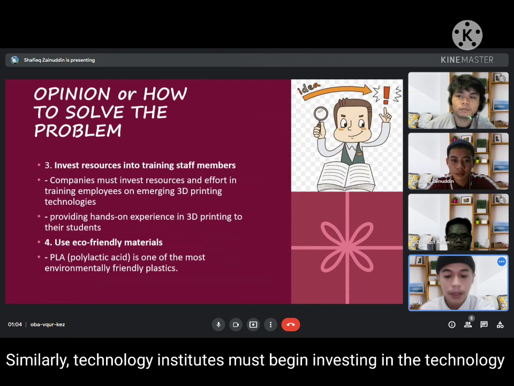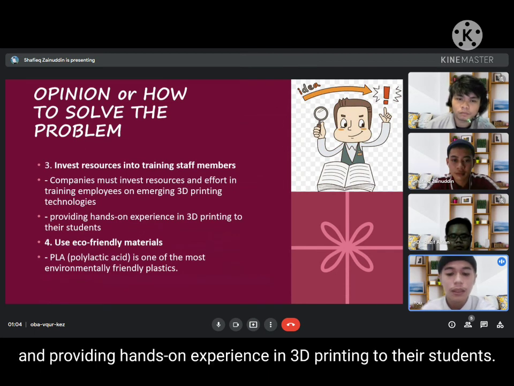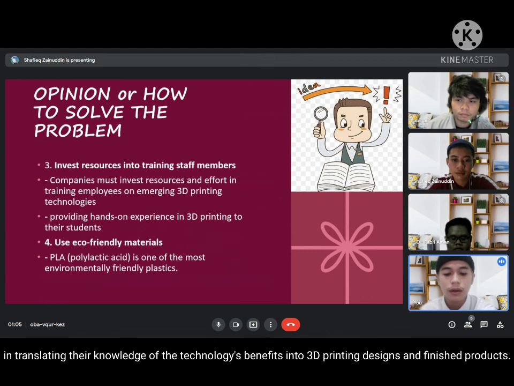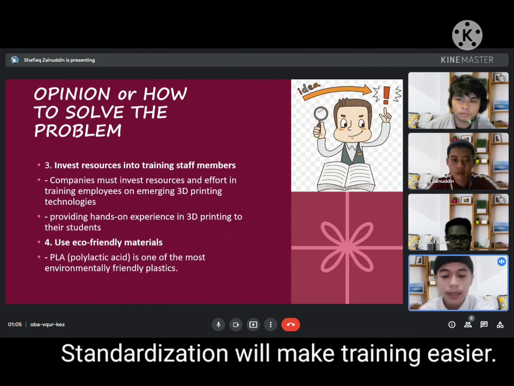Similarly, technology institutes must begin investing in the technology and providing hands-on experience in 3D printing to their students. This will oversee all operations of newly trained personnel and assist them in translating their knowledge of the technology's benefits into 3D printing design and finished products. Standardization will make training easier.